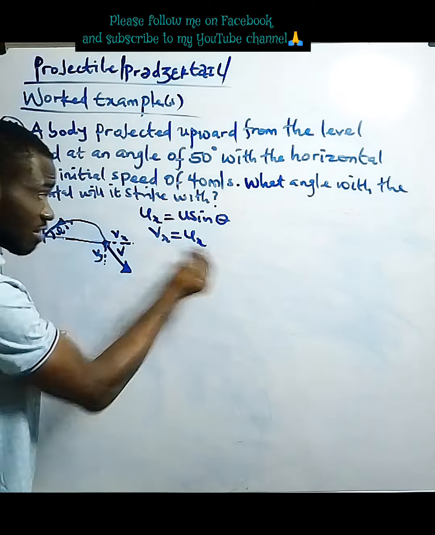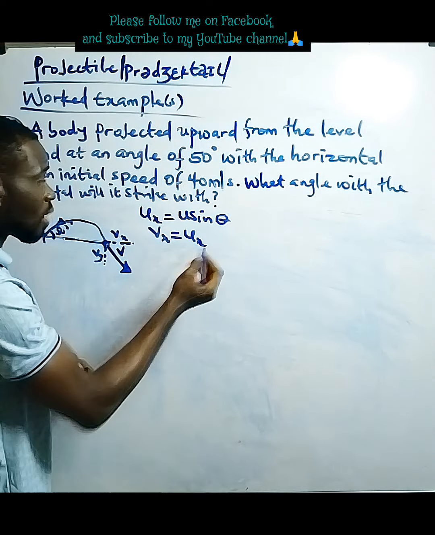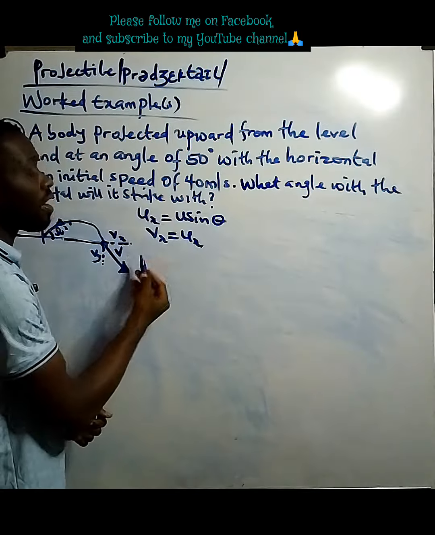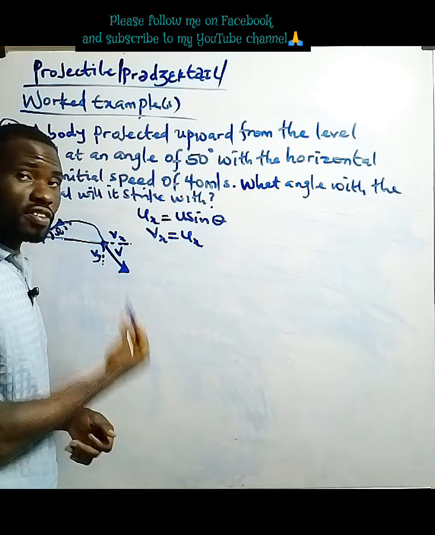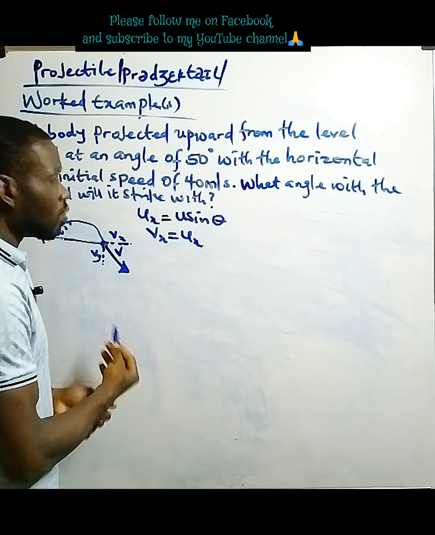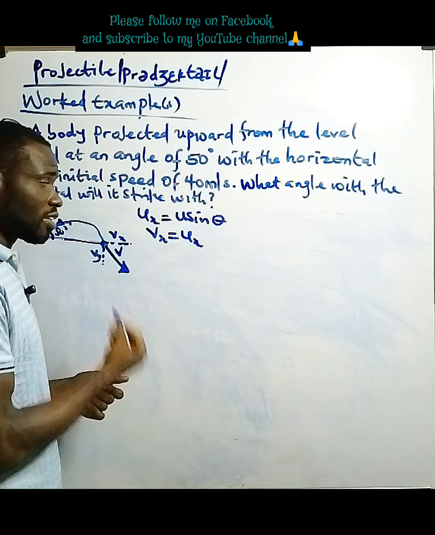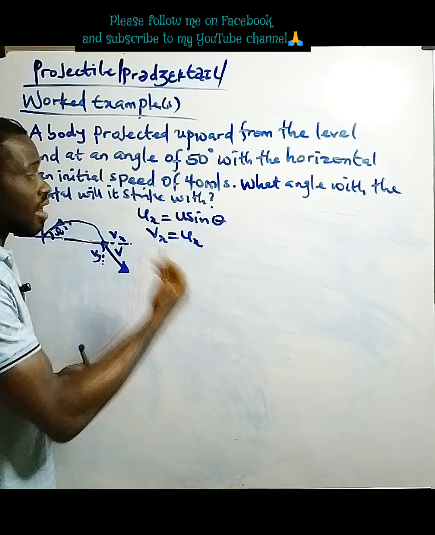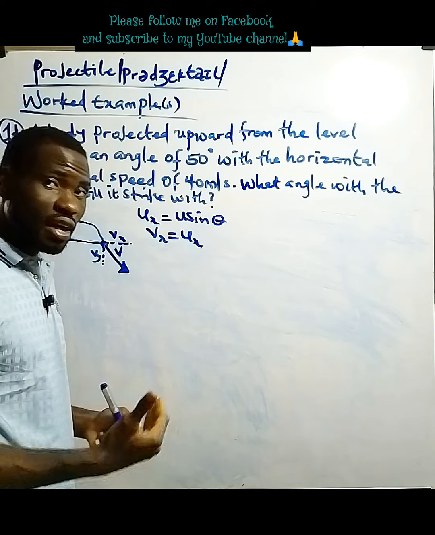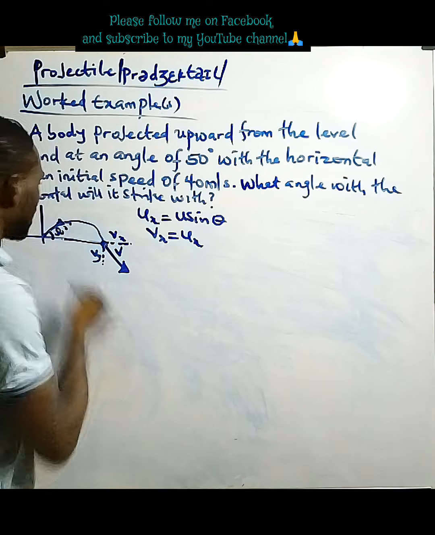But this is just along the x-axis. For the y-axis, it's quite different. So let's get the values of our initial velocity along the x-axis and the initial velocity along the y-axis. Once we get our values for initial velocity along the y-axis and x-axis, then we can easily get our final velocities along the x-axis and also along the y-axis. So let's quickly do that.